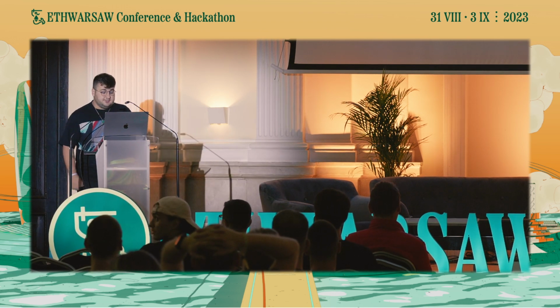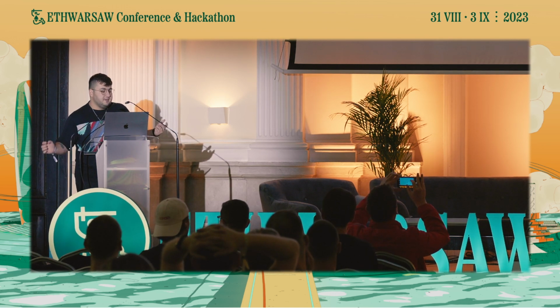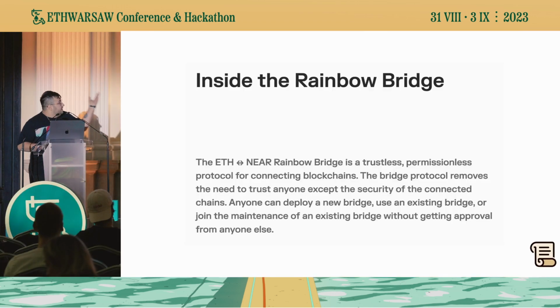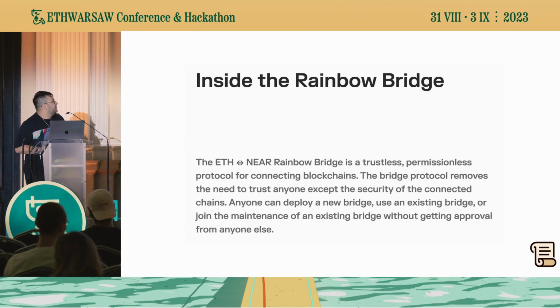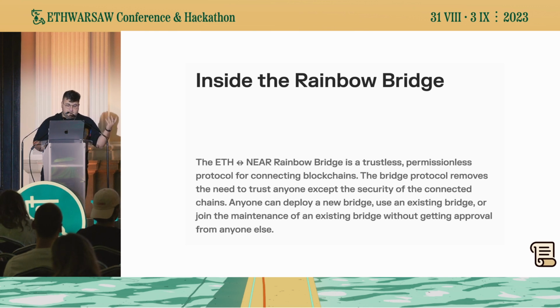And today we're going to be talking about bridges, specifically trustless bridges, and whether they are a myth or a reality. So you might have seen quite a few of these articles or papers. This is an example from Near Protocol's Rainbow Bridge. It says ETH near Rainbow Bridge is a trustless, permissionless protocol, and so on.